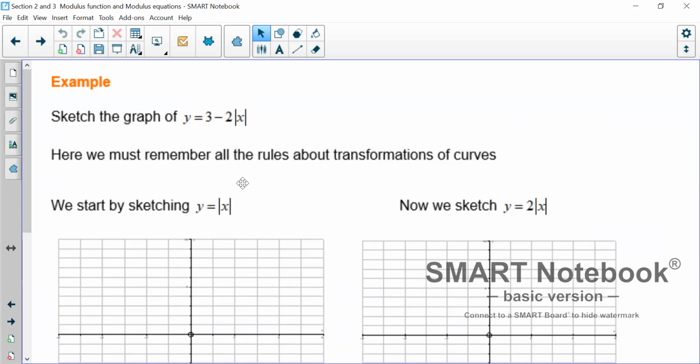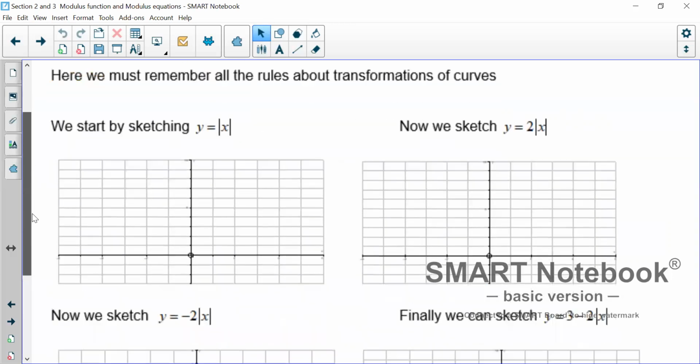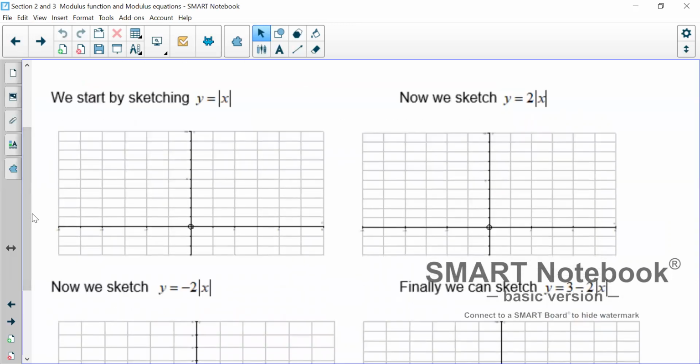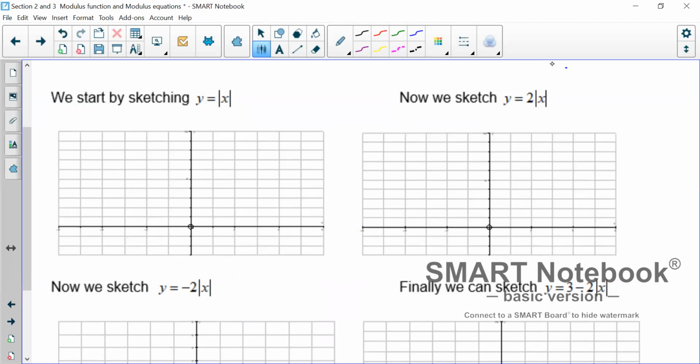Firstly, I've noticed that I started basically with y equals the modulus of x, and then I'll gradually make this equation look like the one we're looking for. So let's think about how to draw the graph of y equals modulus of x. In our previous lesson, I mentioned that we could always draw the original one without the modulus sign and then reflect the part of the branch which went below the x-axis.